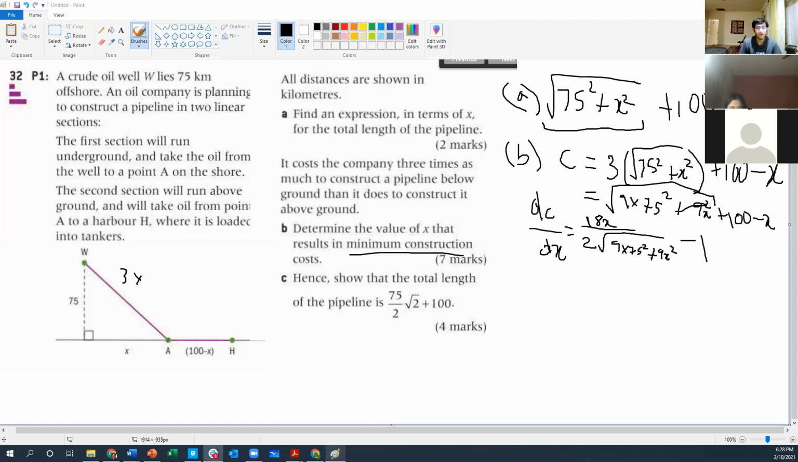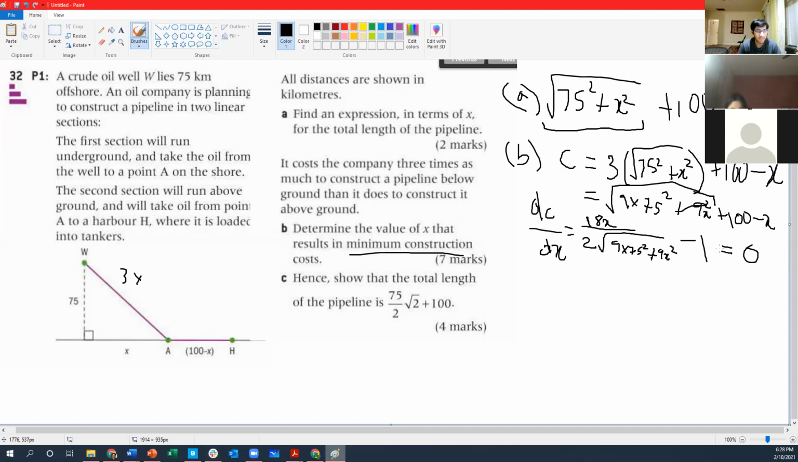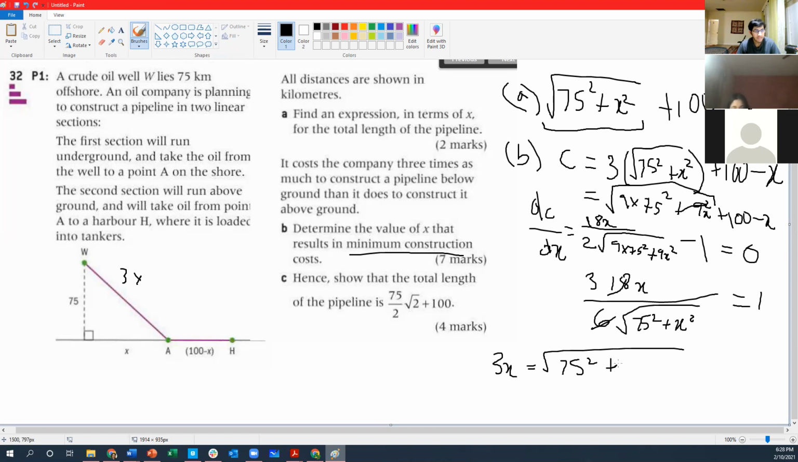Okay. Now we want to set this equal to 0, right? Because we want it to be an extreme point. So we set this equal to 0 and now we just have to solve for x. So 18x over, if you pull the 3 back out, this will be 2 times 3 is 6, root 75 squared plus x squared, equals 1. I just moved the 1 over. Now you can simplify this a little bit, cancel that, make that a 3. So now we know that 3x equals the square root of 75 squared plus x squared.